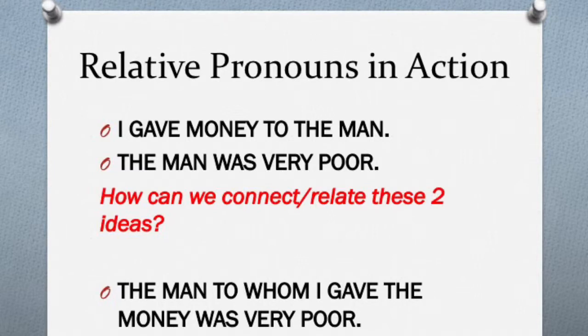The idea that's expressed in the word that comes after who, whose, whom, or which is not the focus of the idea. It's not the main idea that you want to get across, but a secondary idea. So there's a lot to think about when you are using relative clauses in your own writing.